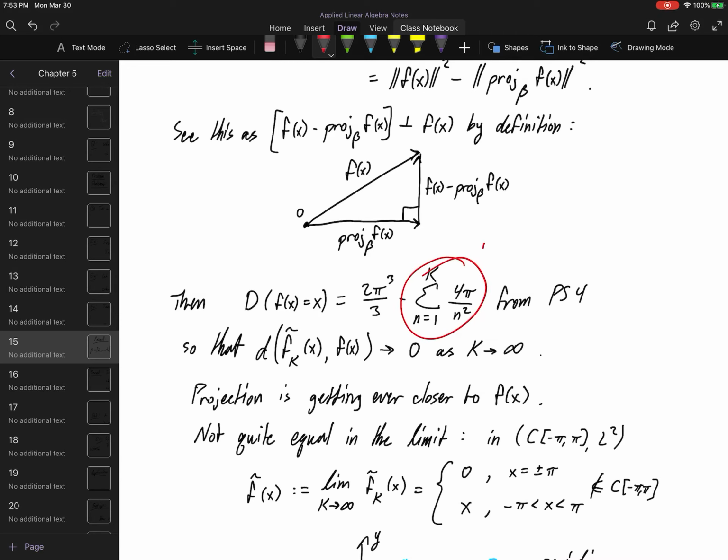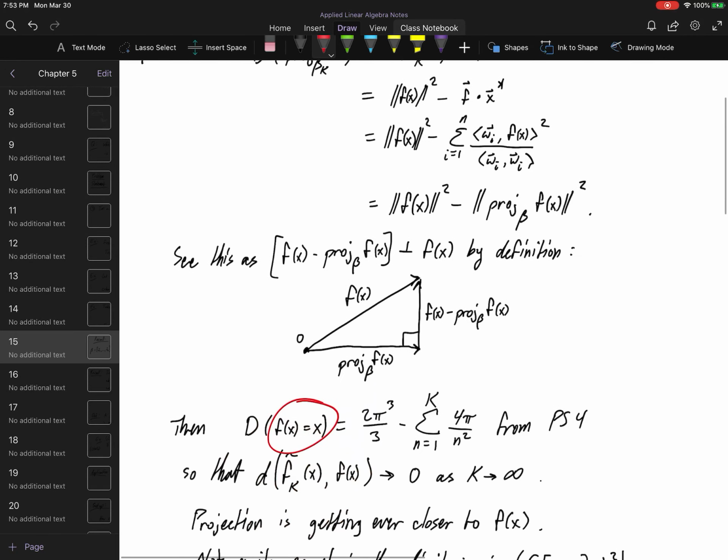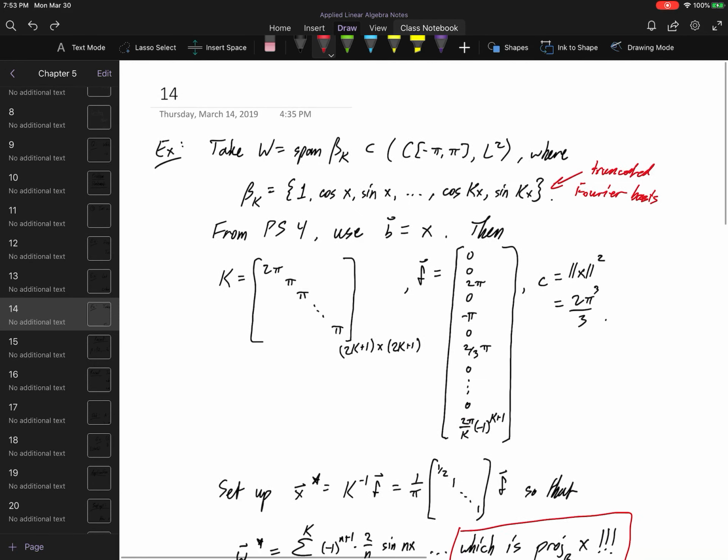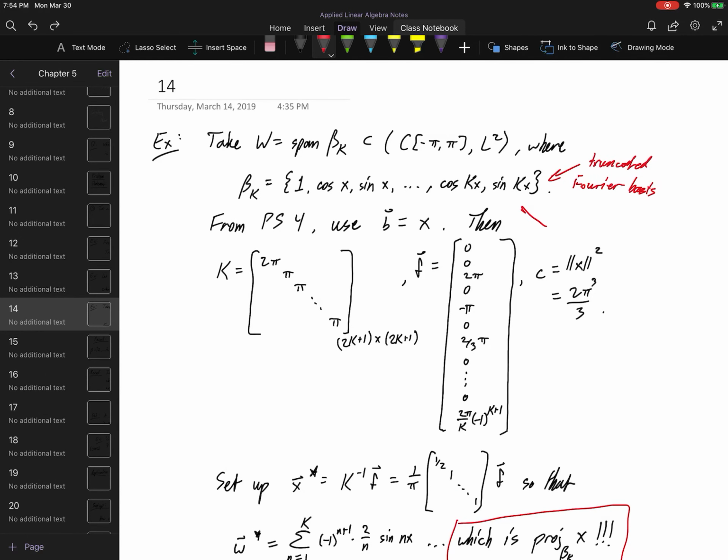And we can show that this sum, as k goes to infinity, actually approaches 2 pi cubed over 3. So in other words, the larger my basis set is, the more vectors I put into that beta k, the better my approximation is of that function x. And if I go back a page, I'm using sines and cosines to get an approximation of a polynomial. Right?